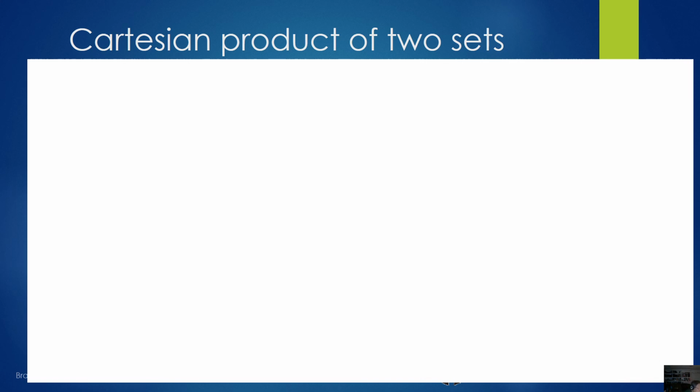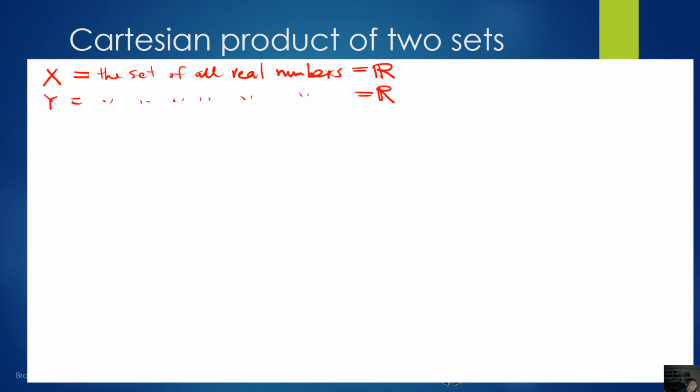Suppose I pick X defined as the set of all real numbers, and Y is the set of all real numbers. So X and Y are basically the same set, and sometimes in math we use capital R to represent the set of all real numbers, if I use the curly bracket to represent this.